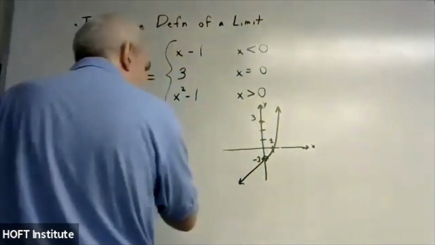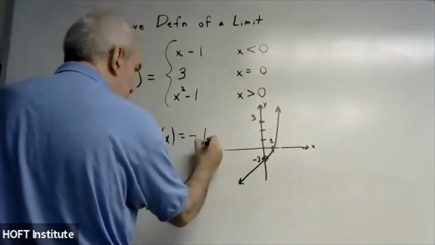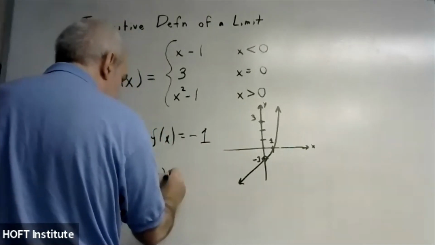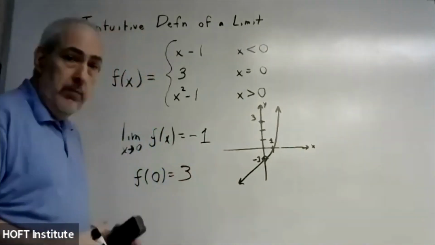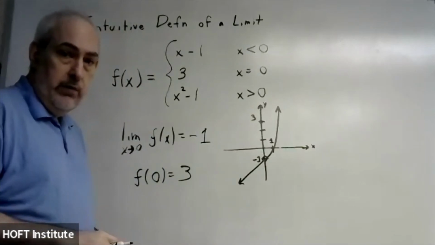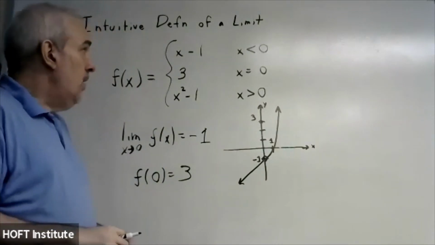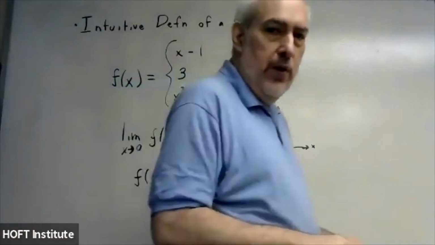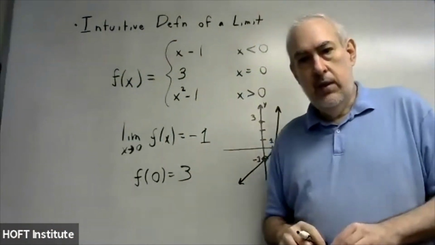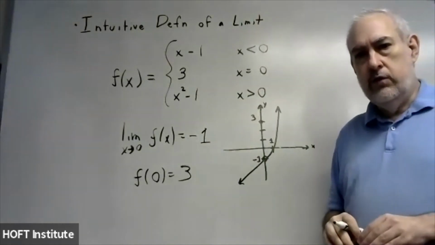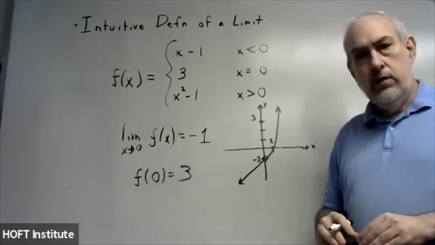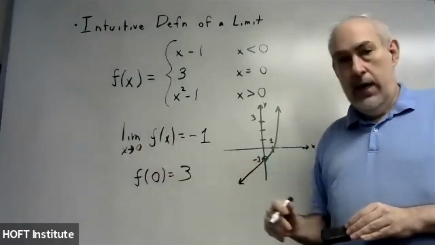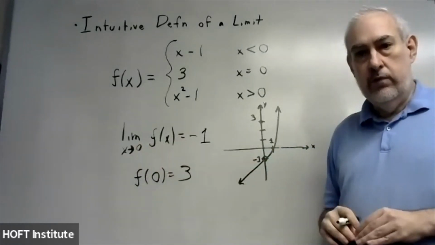So when x approaches 0, our function is approaching -1. If they were to ask you, what is f of 0? f of 0 is a completely different value. f of 0 is 3. Okay, so this is about as far as we can go with our intuitive definition of a limit. But now you know about what a limit is doing. It is trying to evaluate what your function is heading towards as your x-coordinate is heading towards a certain value.